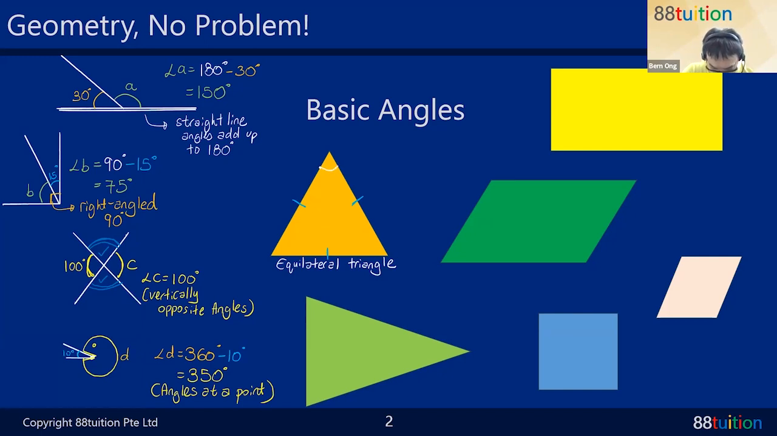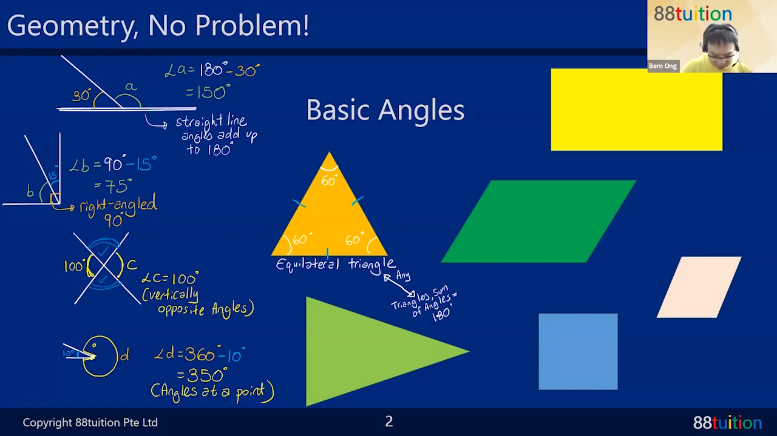So down here is what? 60 degrees. Down here is also 60 degrees, and down here is also 60 degrees. And remember, for any triangles, the angles must add up to what? The sum of angles must be equal to 180 degrees. That is for a triangle.